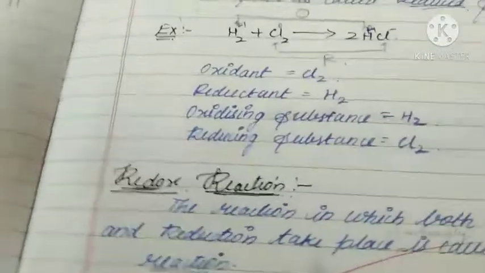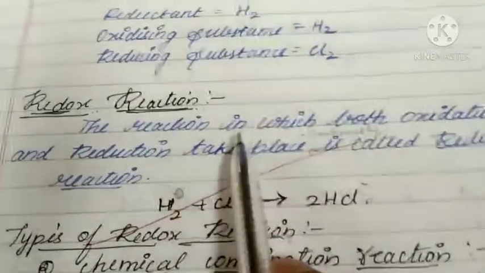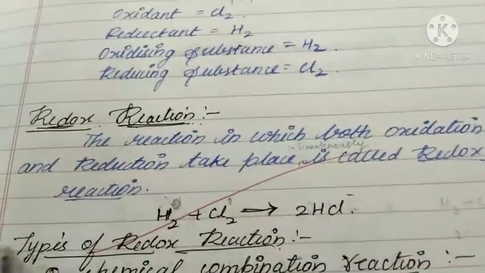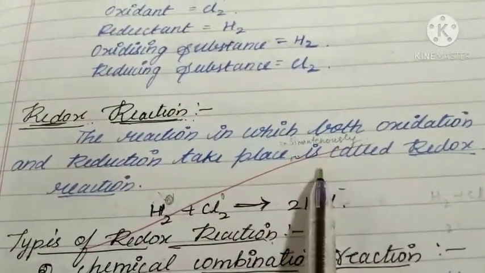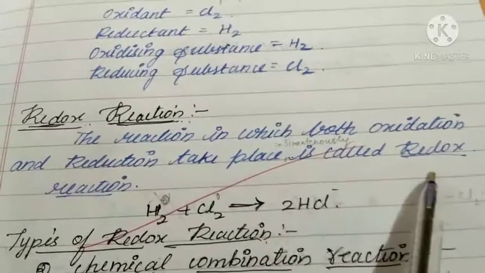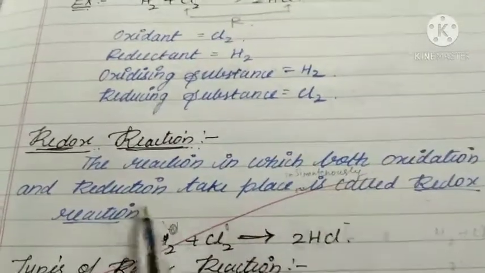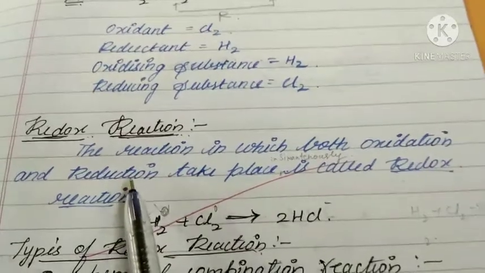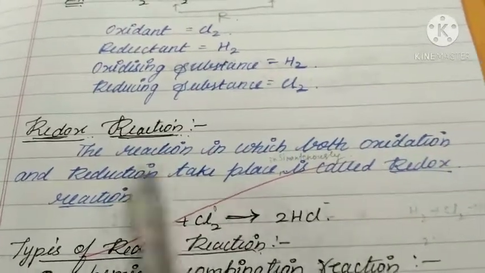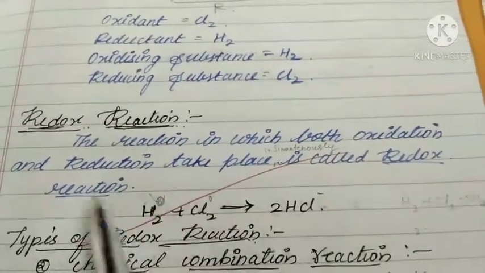Next one, redox reaction. What is redox reaction? The reaction in which both oxidation and reduction take place is called redox reaction. What is the definition? The reaction in which both oxidation and reduction take place, that is called what? Redox reaction.